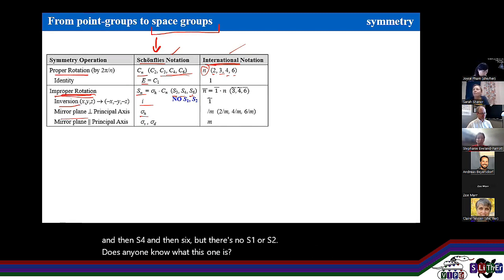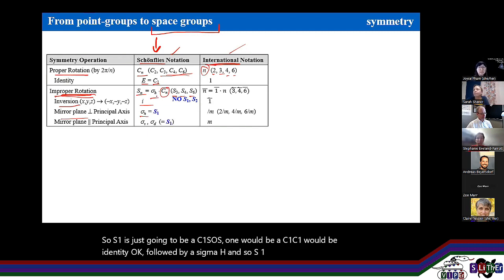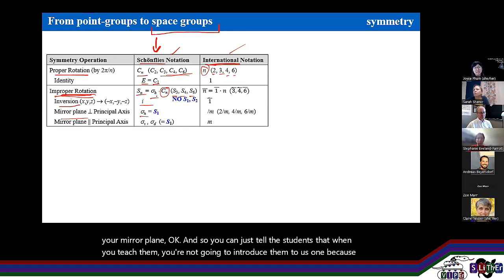So S1 is just going to be a C1, and C1 would be identity, followed by a sigma h. And so S1 is just going to be your mirror plane. You can just tell the students when you teach them that you're not going to introduce them to S1, because S1 is a mirror plane.